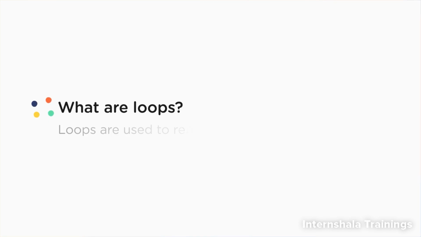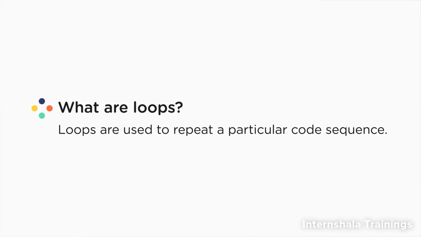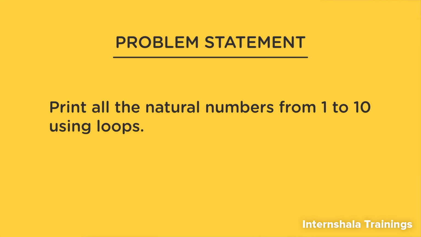So what are loops? Loops are used to repeat a particular code sequence. Now let's understand how a loop will work in programming. So let's say we want to print all the natural numbers from 1 to 10, and we want to use loops for this.